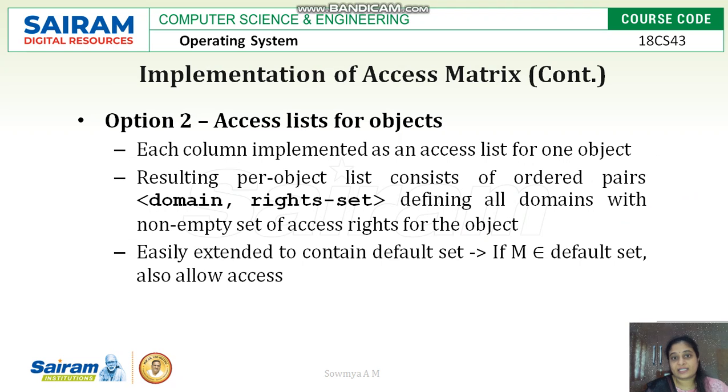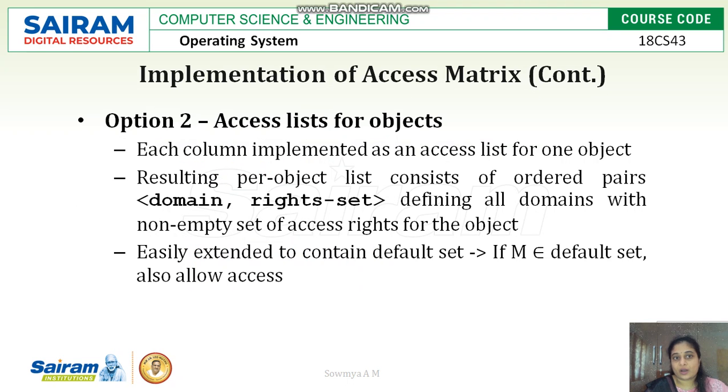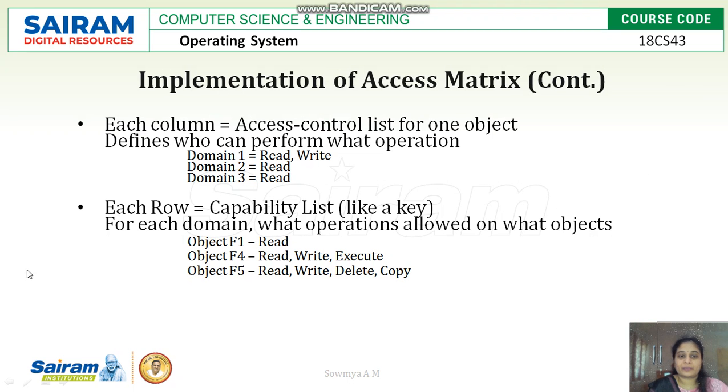The second one is the access list for an object. Each column is implemented as an access list for one object. So every column is reserved for one object, and in the object the access set is written, for which domain and what the right is. In another form you can write it with the domain as a row, and the object and right set in the table. So you can implement this option 2, the access list for an object, in that way as well.